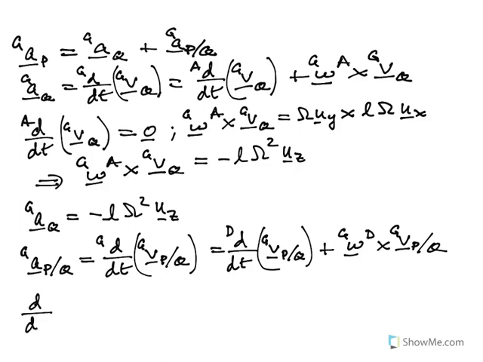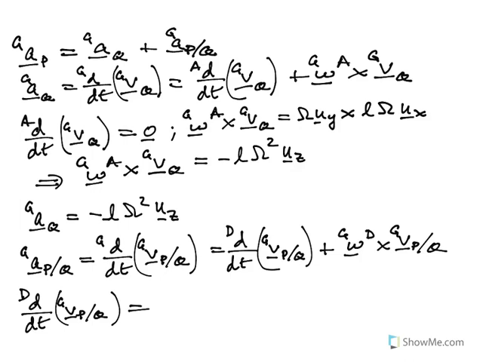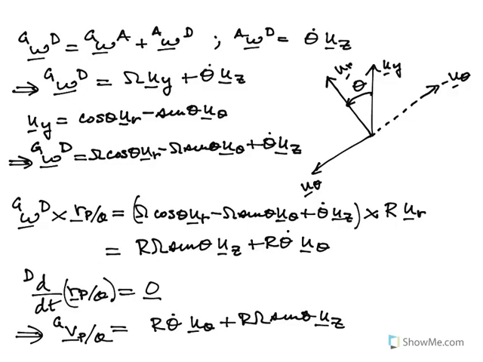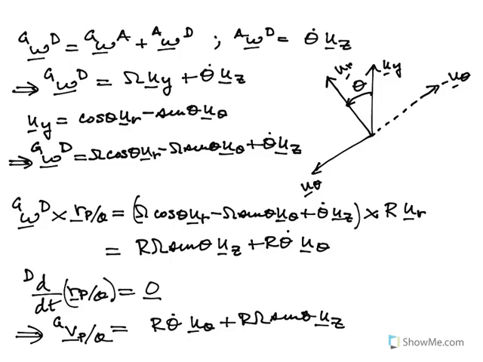Now, d dt in d of the velocity of p relative to q in g, if you go back to this expression, you'll see that r is constant, so we've got r theta double dot times u sub theta, and then because omega is constant, you just get plus r omega theta dot cosine of theta times uz.